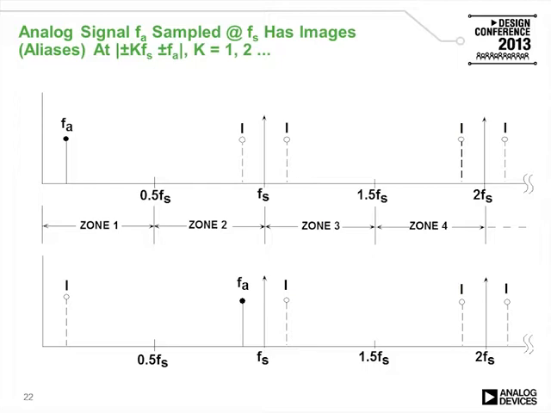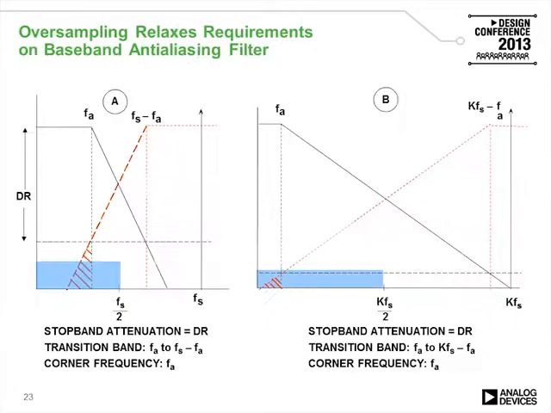And in point of fact, as I said before, we may use a process called undersampling to actually take advantage of that and mix our signal down into the baseband. So while the Nyquist criteria says that we can have signals all the way up to half of our sample rate, that's really not true, because we have to be able to differentiate our signals from our aliases.